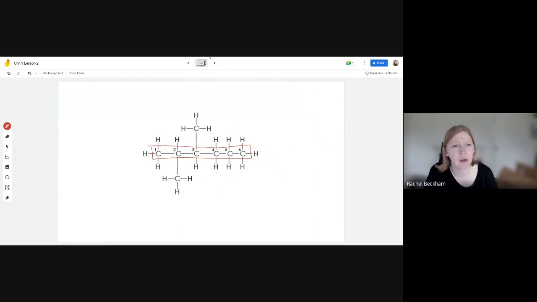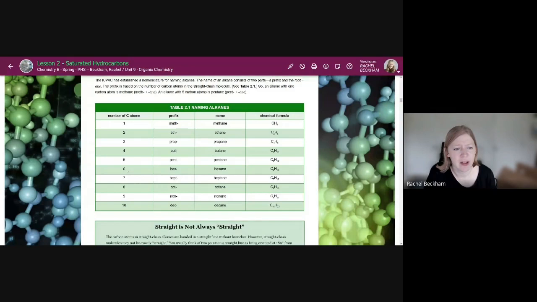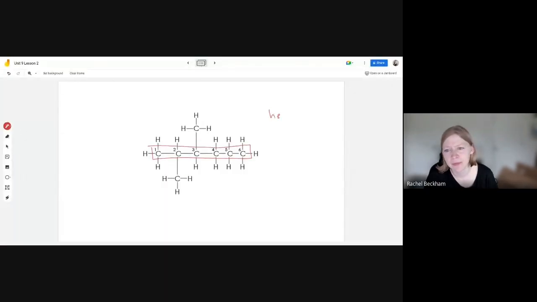There are 6 carbons here. And so for 6, the name is going to be hexane. Okay, so we're going to name the main branch hexane. And now we have to name these groups here. So this is a branch right here, and this is also a branch.